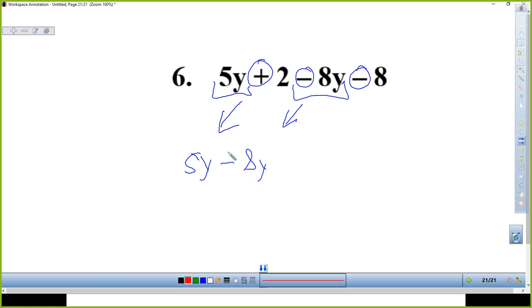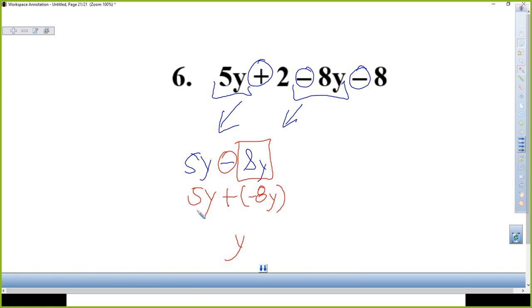Okay. So, is there addition in between? No, so that changes to addition. First one stays the same. And what is the opposite of 8y? Negative 8y. Same variable? Yes. 5 of these cancel 5 of those, and we're left with negative 3. Alright, next.